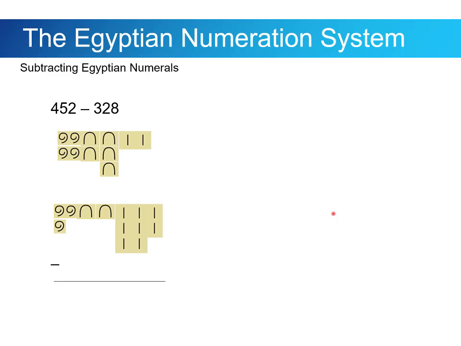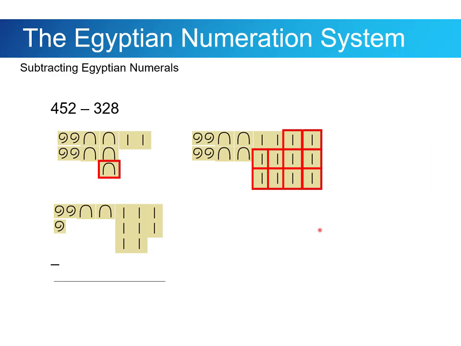Here's what they did. They would take one of those heel bones and say, wait a second, one heel bone is the same thing as 10 strokes. Let's take out that heel bone and put in 10 strokes. So there we go. Now I have 12 strokes on the right, but only 4 heel bones.